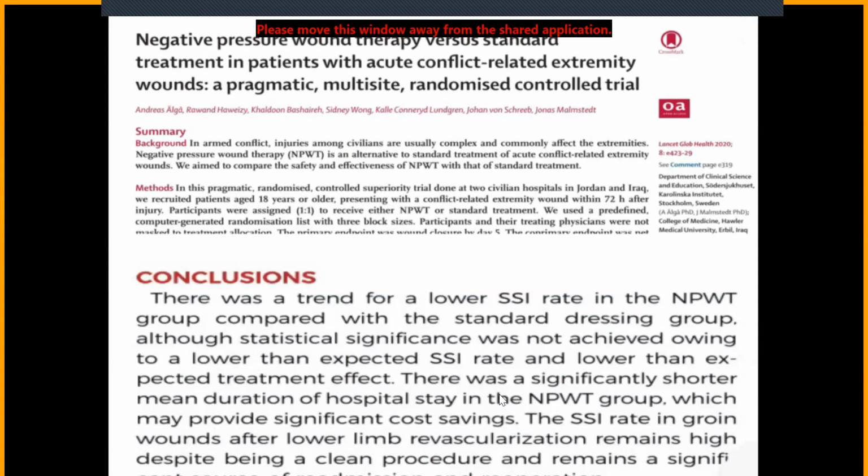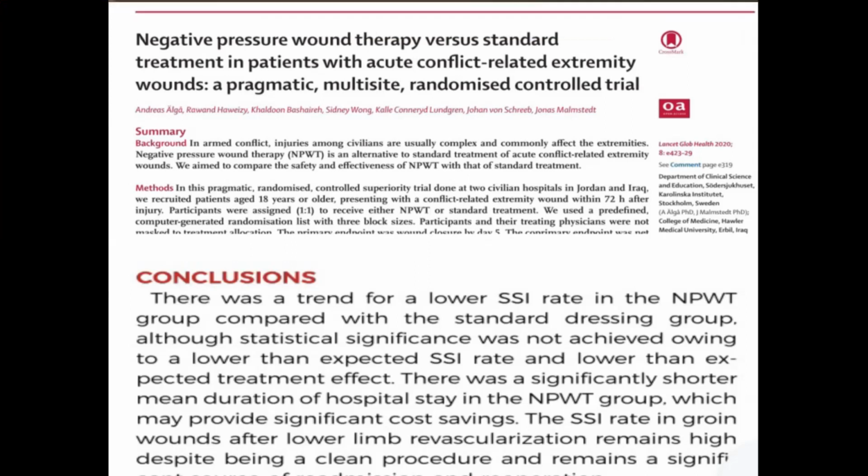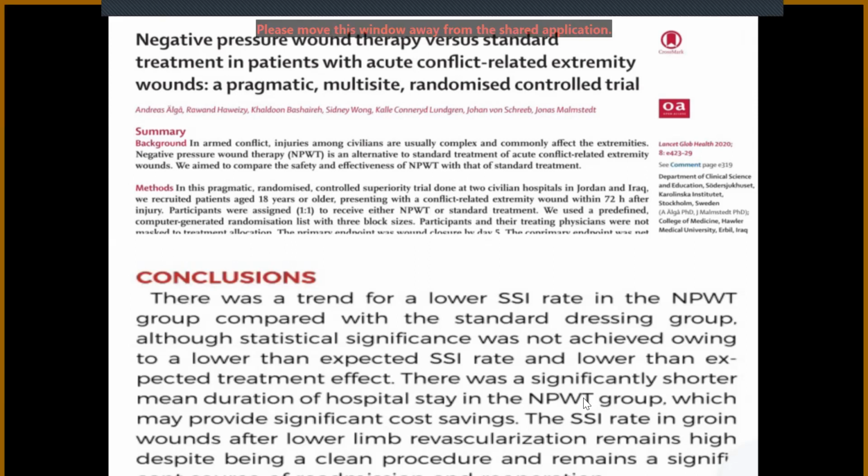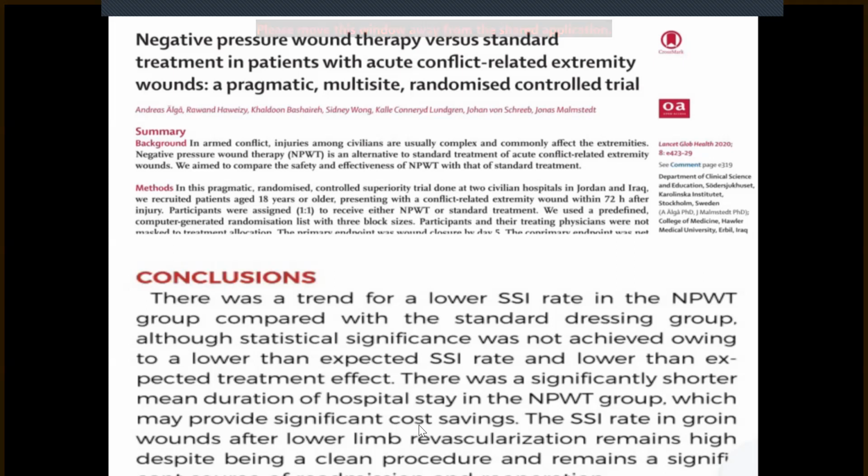Then negative pressure wound therapy versus standard treatment in patients with acute conflict related extremity wounds. The conclusion of this study, this is also from the Lancet. There was a trend for a lower surgical site infection rate in the negative pressure wound therapy group compared with the standard dressing group, although statistical significance was not achieved owing to a lower than expected surgical site infection rate and lower than expected treatment effect. There was a significantly shorter mean duration of hospital stay in the negative pressure wound therapy group, which may provide significant cost savings.